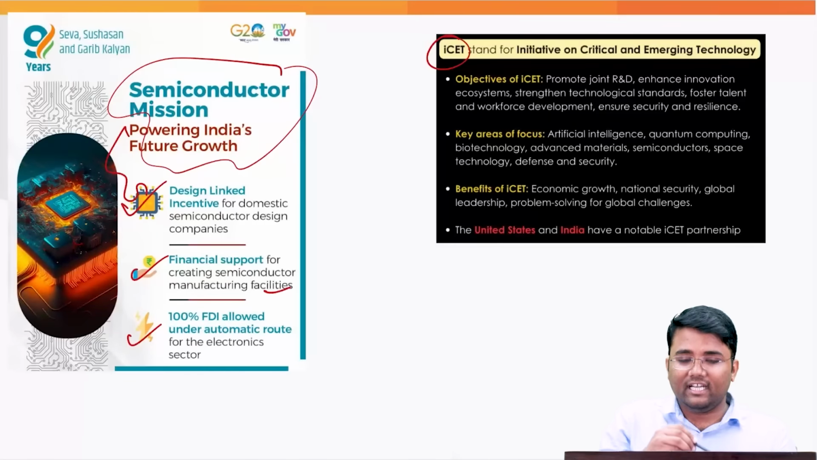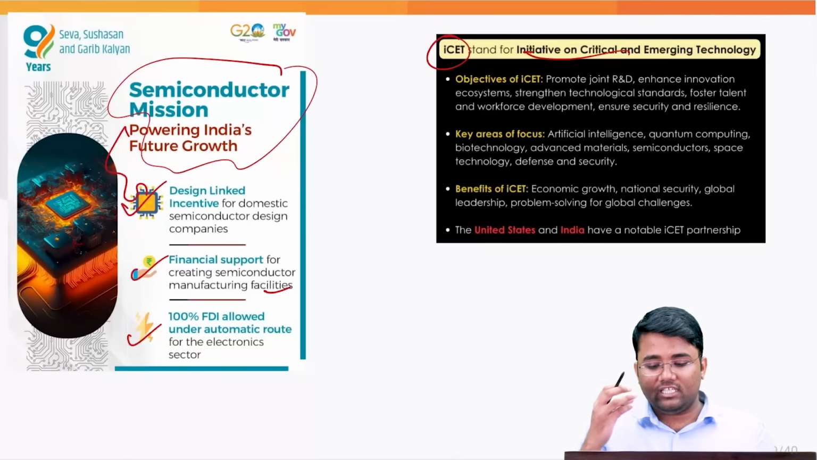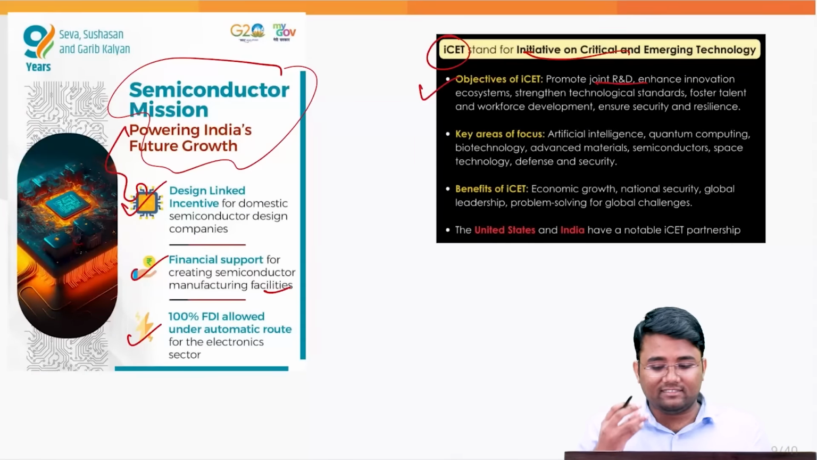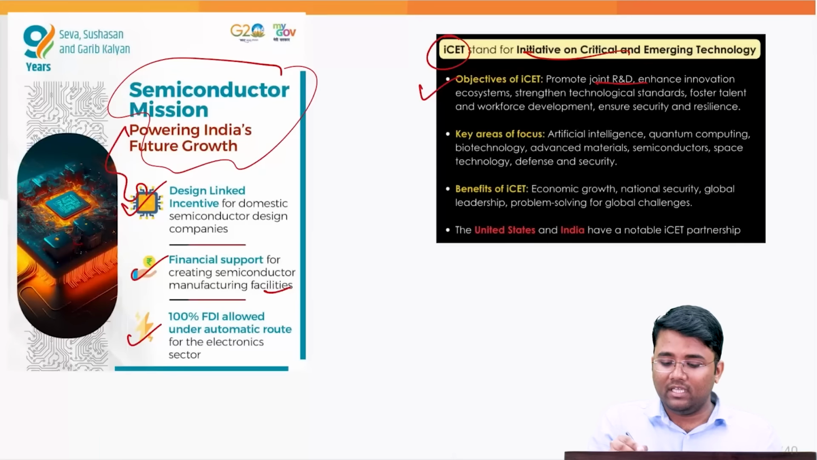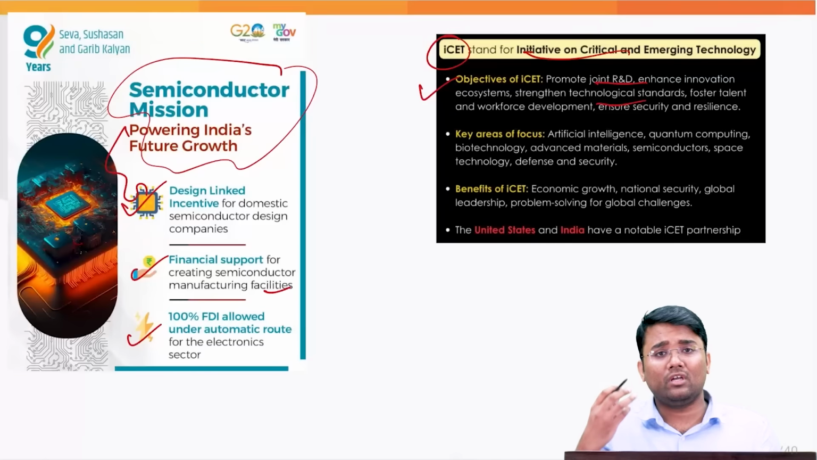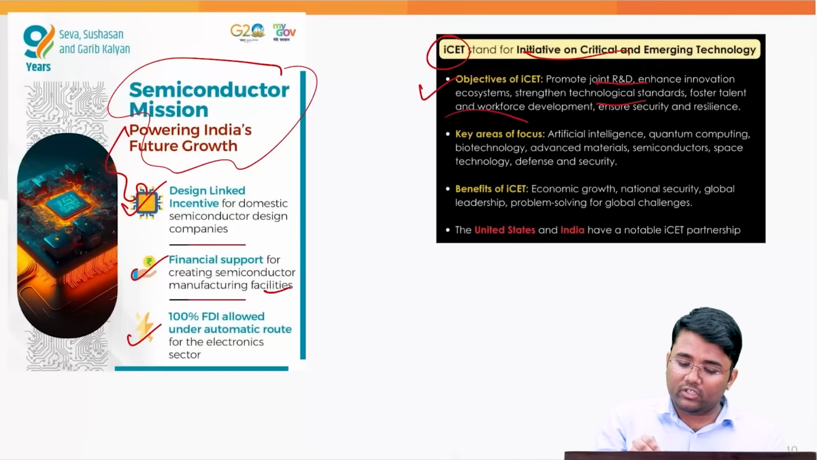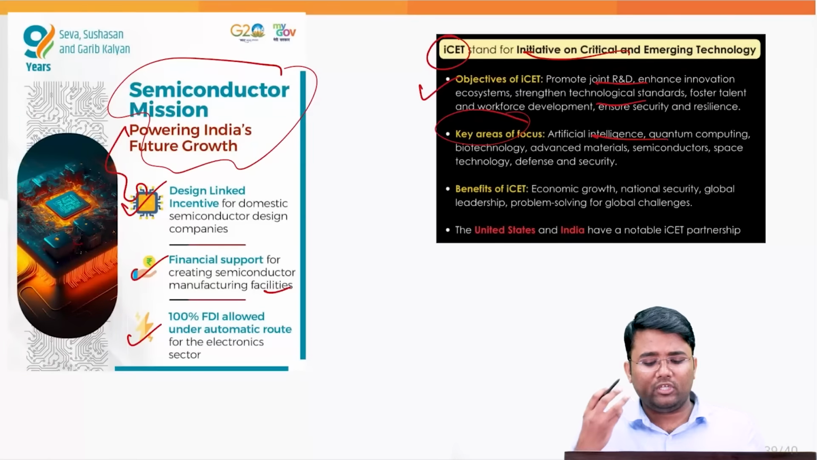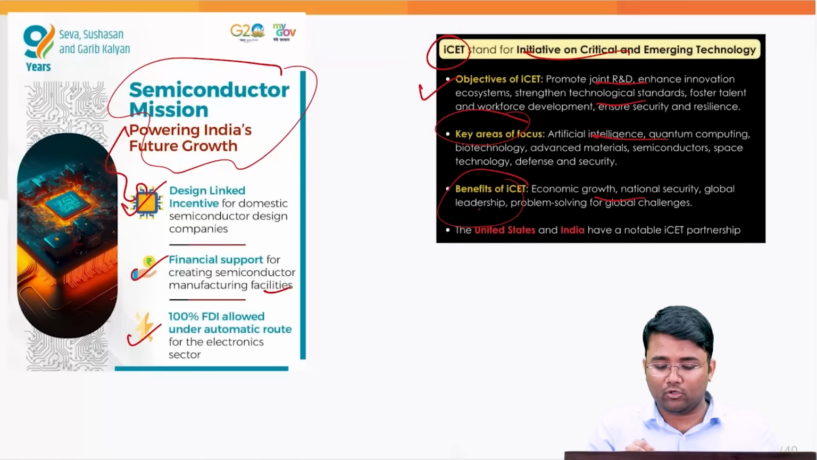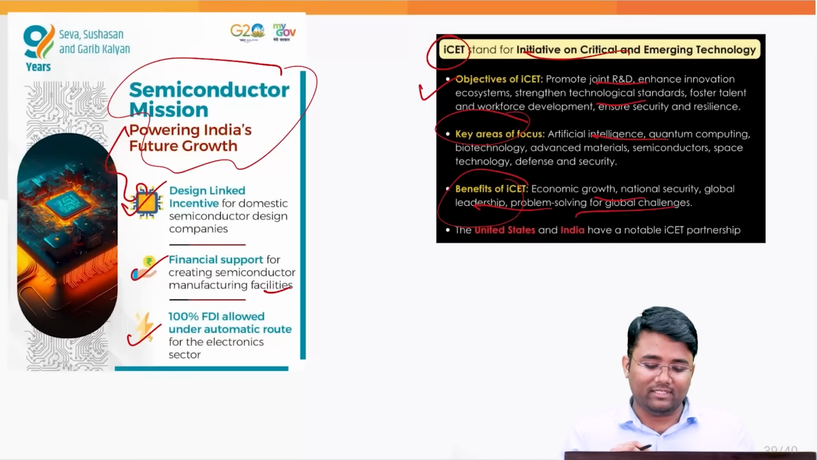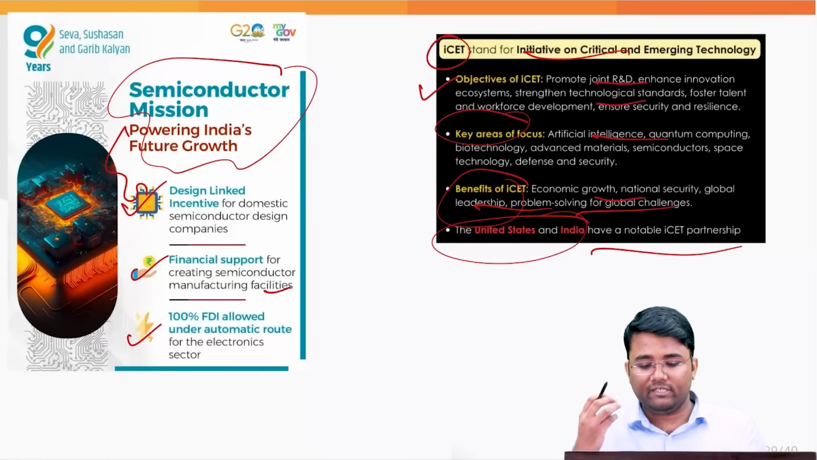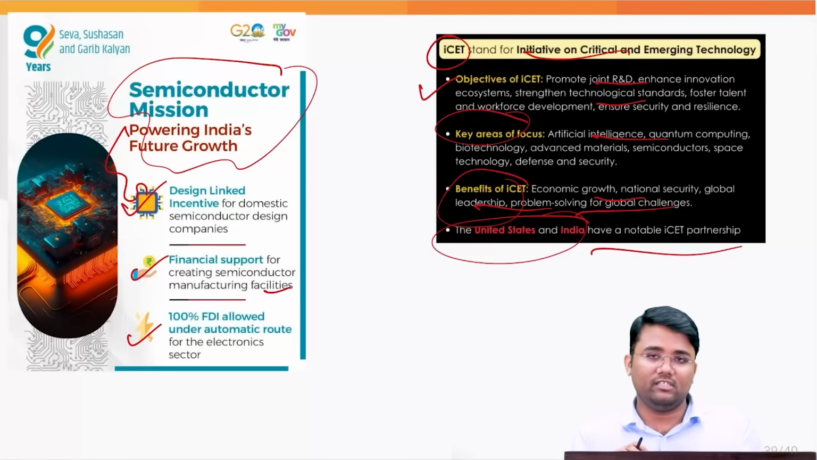Also, the iCET that we have talked about stands for Initiative on Critical and Emerging Technology. The objective of this is to promote joint research and development, enhance the innovation ecosystem, strengthen technology standards, foster talent and workforce development, and ensure security and resilience. Key areas of focus are AI, quantum computing, biotechnology, etc. Various benefits of this are economic growth, national security, global leadership, and problem solving for global challenges. The United States and India have a notable iCET, the Initiative on Critical and Emerging Technology partnership.